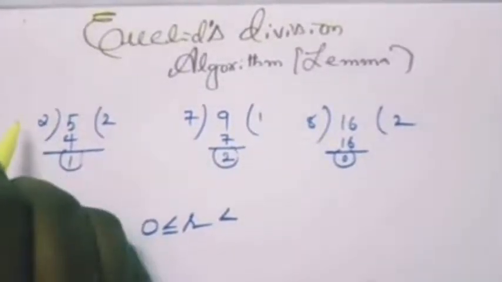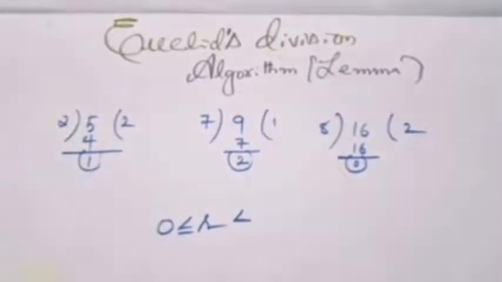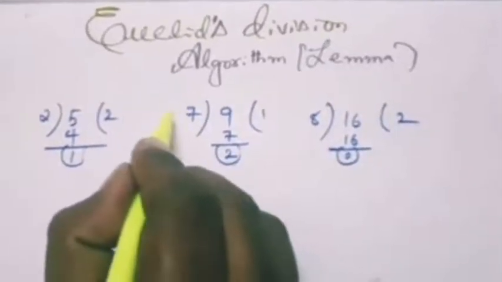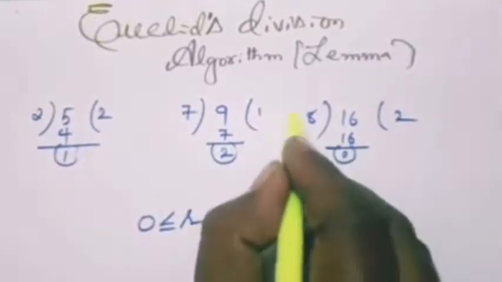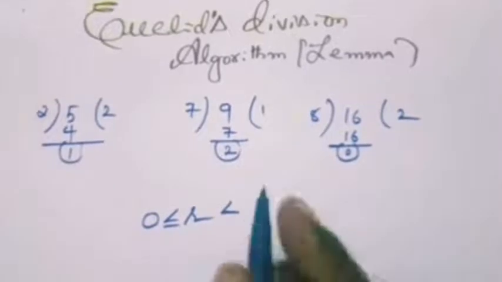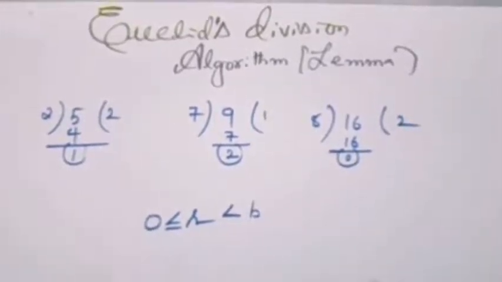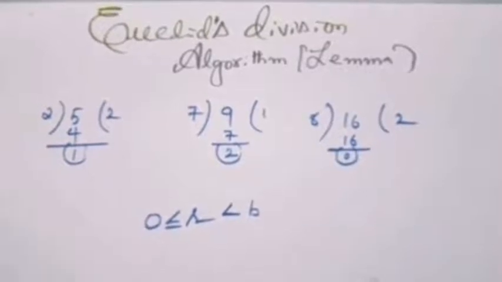Let me assume the divisor is b. Then remainder is less than the divisor, which is b. Okay, so I got one condition.